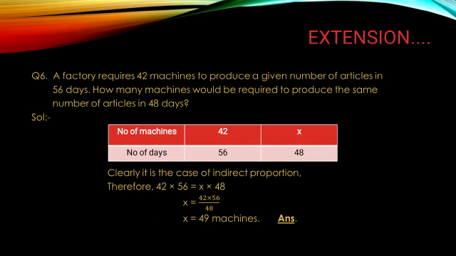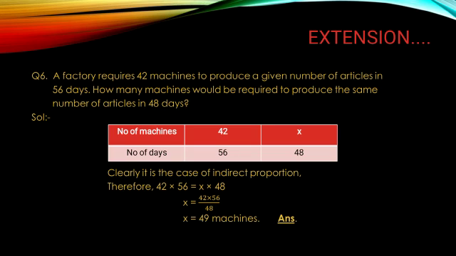So let's move to our question number 6 also. A factory requires 42 machines to produce a given number of articles in 56 days. Read it carefully: to produce a given number of articles. Some specialty is there in the words a given number of articles, meaning the number of articles is fixed. So here, what are the two quantities? The first one is the number of machines, that is 42, and the second quantity is the number of days. So we will make the table for these two quantities only, keep that in your mind.